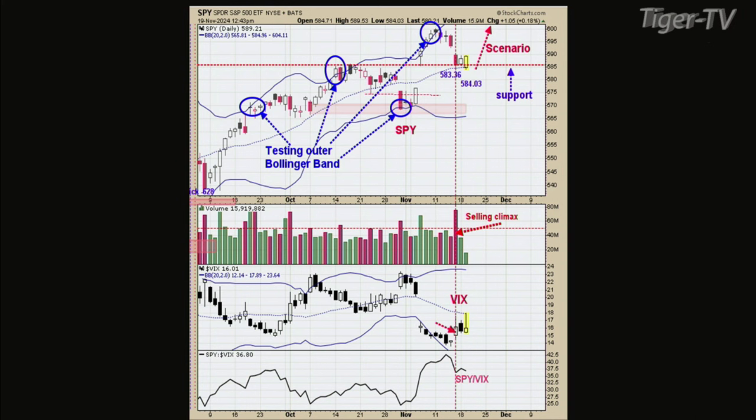Anyhow, I'm bullish. I actually am long the market from a couple of weeks ago. I don't see any really big danger here, especially with last Friday's climactic low. So let's flip to chart three.